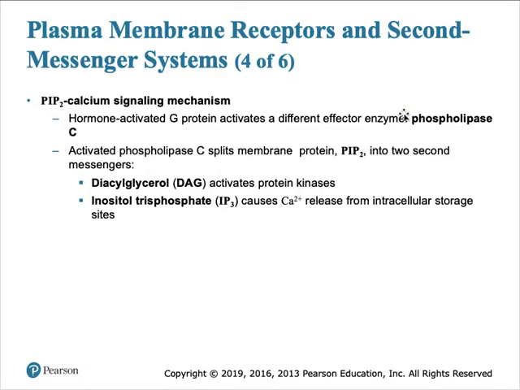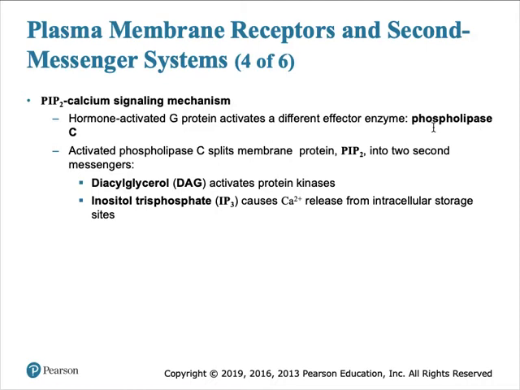The second version is still a second messenger. It's going to make something that can change inside of the cell, but it does it in a different way. It doesn't use cyclic AMP. Instead, it uses something we call PIP2, and PIP2 is also going to involve calcium. So what happens is the hormone still activates a G protein, but instead of activating adenylate cyclase, it's going to activate phospholipase C, or sometimes we call it PLC.